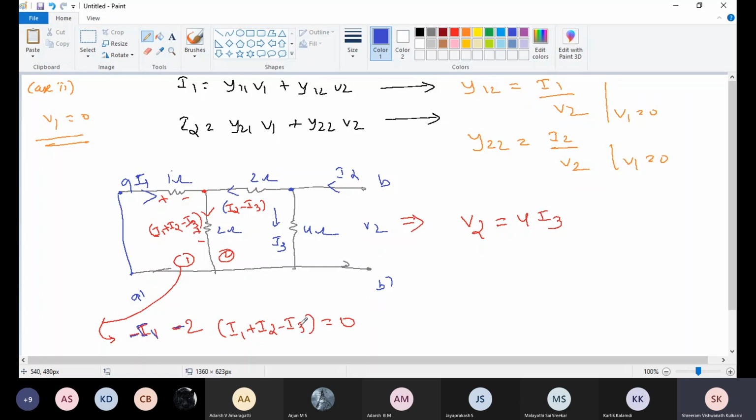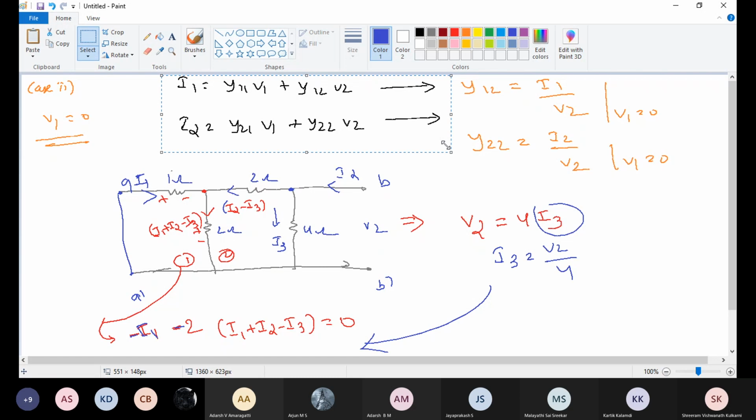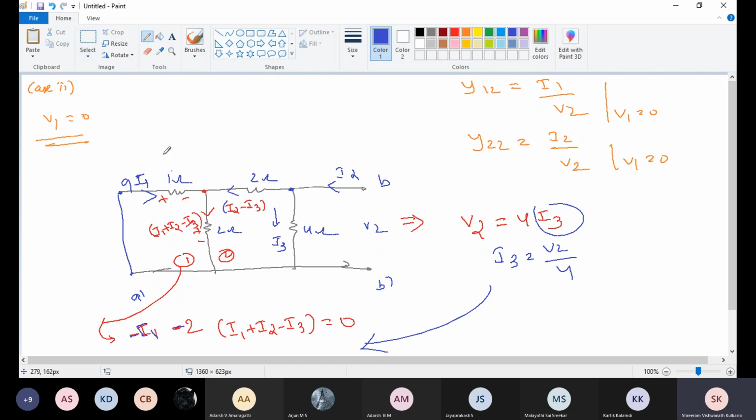Okay. Now from this equation, if I solve this one, what will I get? Because I know here I3 equal to V2 by 4. If I insert this in this equation, for time constraint, I am writing the final answer here, after inserting I3 equal to V2 by 4 in this equation. I'll get V2 is equal to 6 I1 plus 4 I2.